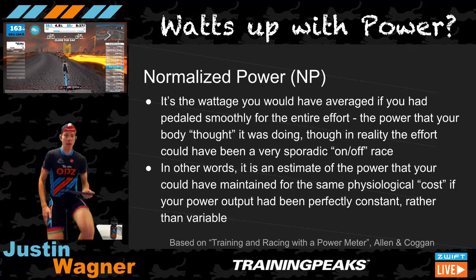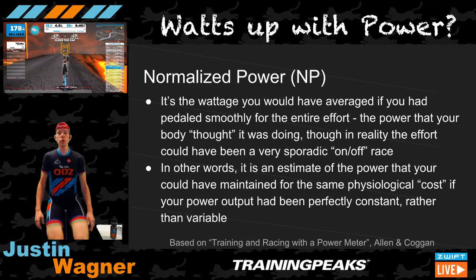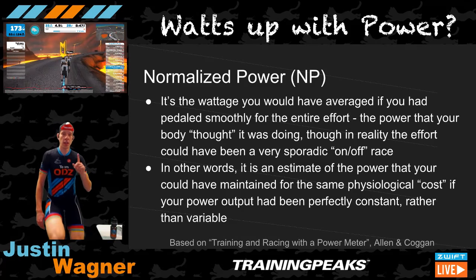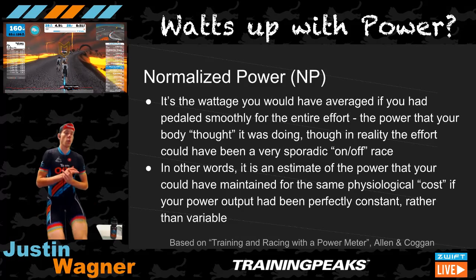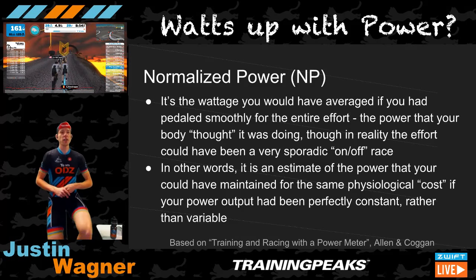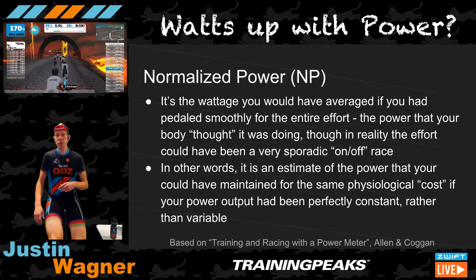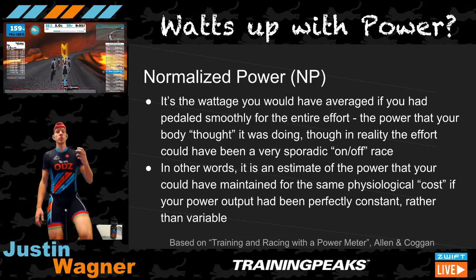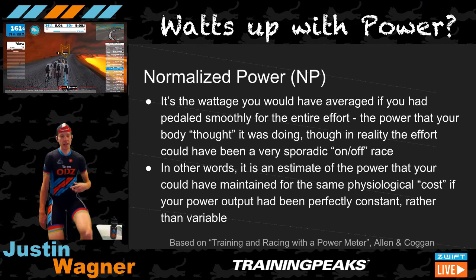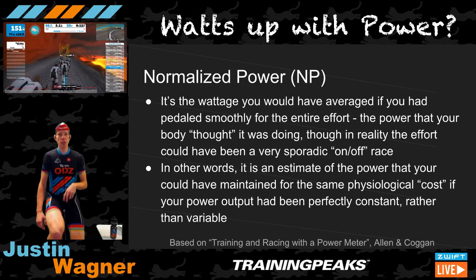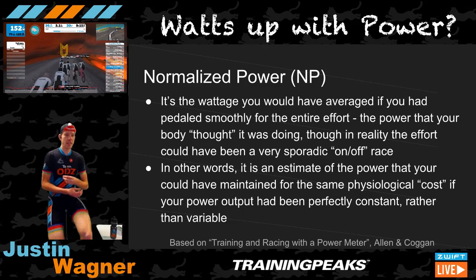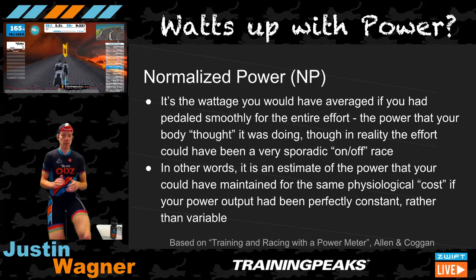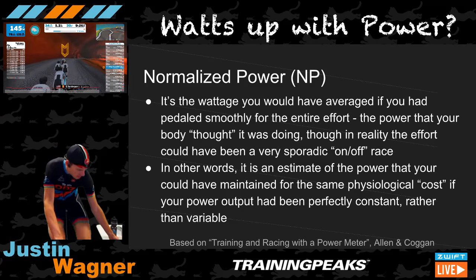So for those of you who heard fourth root and fourth power and went to your dark place because math sucks, here's the explanation for you guys. What does normalized power mean? It's the wattage you would have averaged on a given ride had you pedaled smoothly for the entire effort. Or in other words, it's the power your body thought it was doing, though in reality the effort was very sporadic and on-off. So it's an estimate of the power you could have maintained at the same cost to your body if you had remained perfectly constant throughout the entirety of the ride. Let that soak in a little bit.